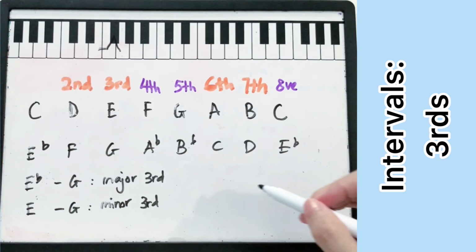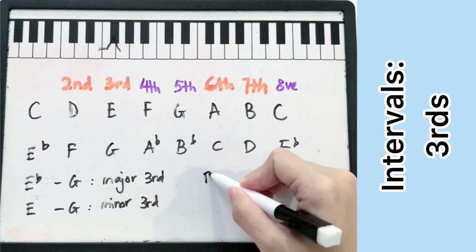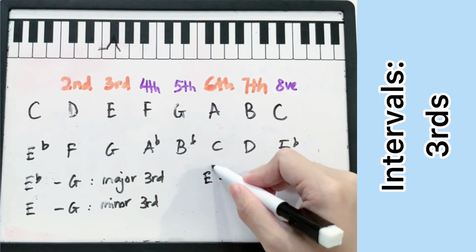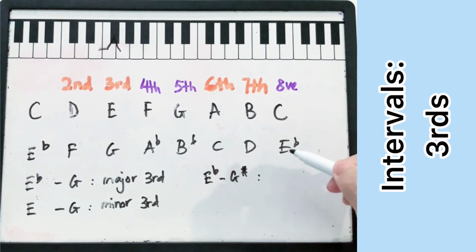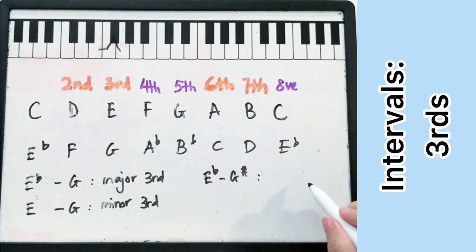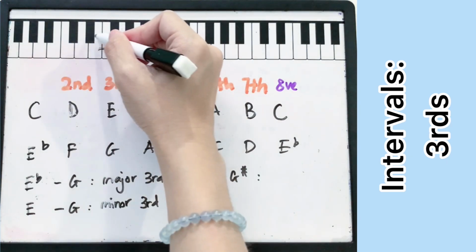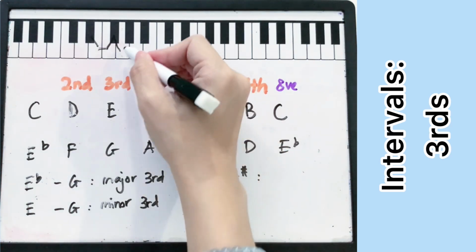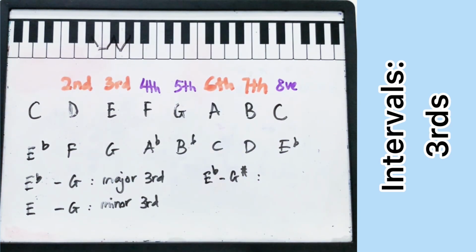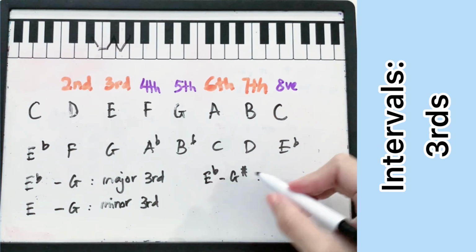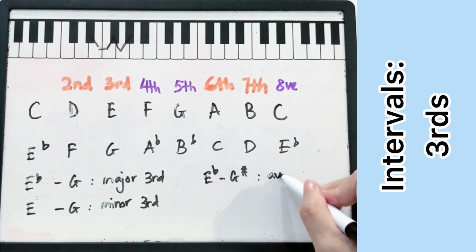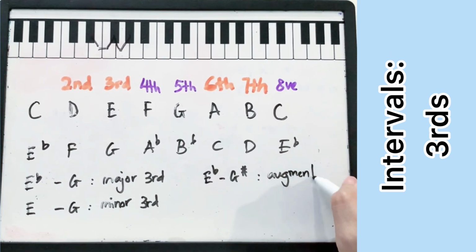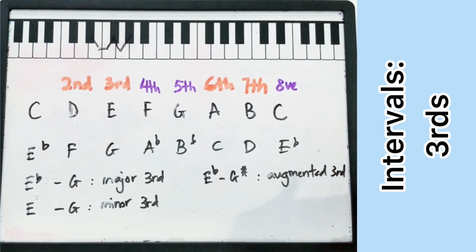Let's move on to another example. Now, what if we have to go from E flat to G sharp? So what about this? Alright, the distance is still a third. So back to E flat, and then we need to go to G sharp. So what happens with the distance here? It's getting further apart, right? So when you're getting further apart, then we have an augmented third. Clear?